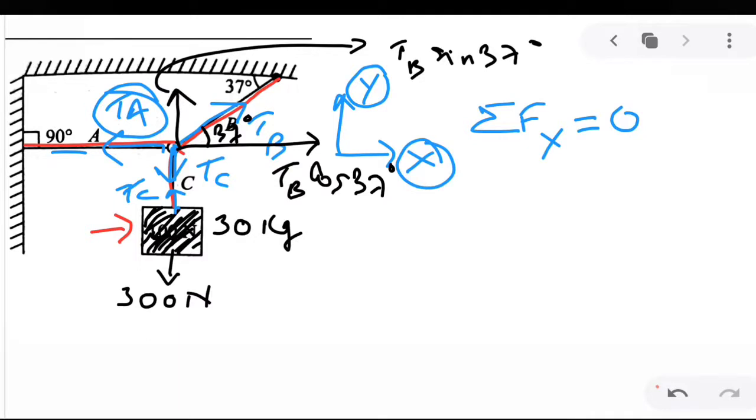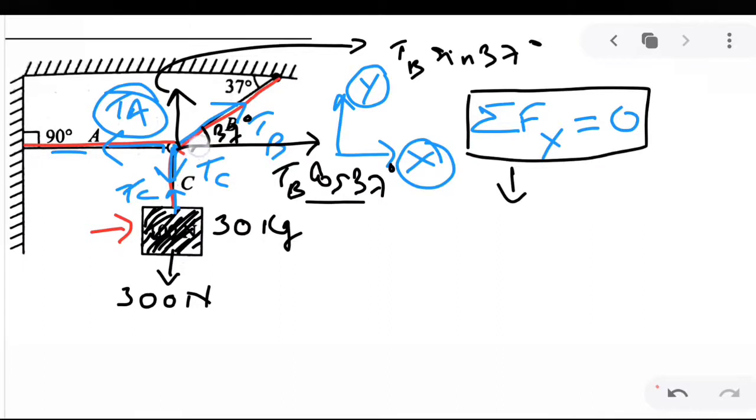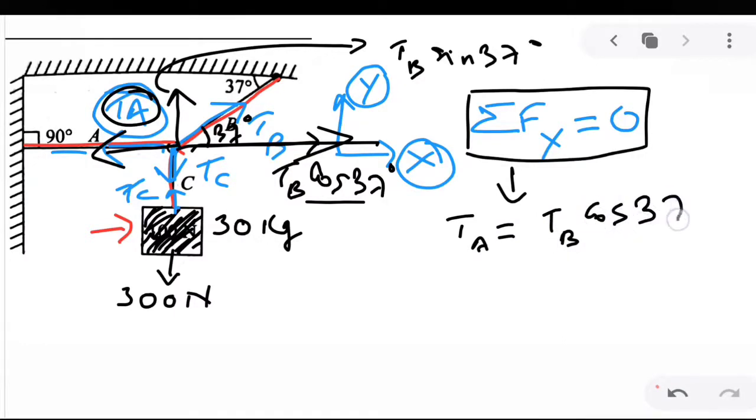Now if the sum of all forces along the x-axis is equal to 0, that implies this force TB cos 37 is acting in this direction, and TA is acting in the opposite direction. So these two forces must be equal in magnitude, and they are already acting in opposite directions. So TA should be equal to TB cos 37 degrees.